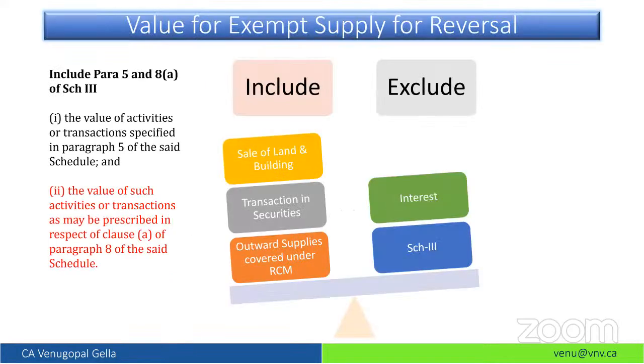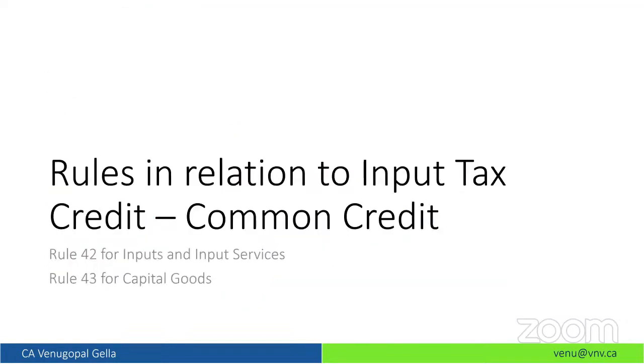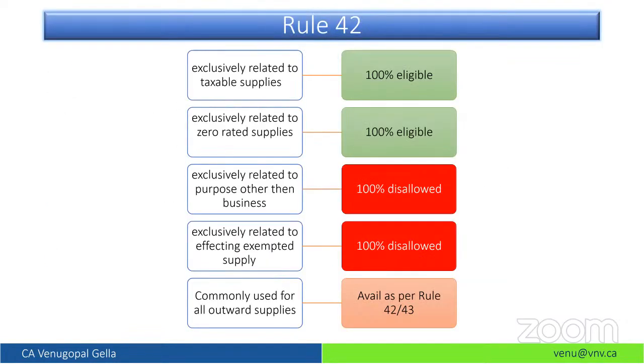So this brings up the question, what is exempt supply? Exempt supply, we all know, is where the outward supply is not taxable. Apart from that, for the purpose of this chapter, exempt supply would also include sale of land and transactions in securities. Let's say I am a security service agency and I'm providing a service where the recipient is paying tax under reverse charge, even those have to be treated as exempt supply. So how do I do the treatment? This slide will give you the treatment. What you are seeing in the green color, these are 100% eligible.